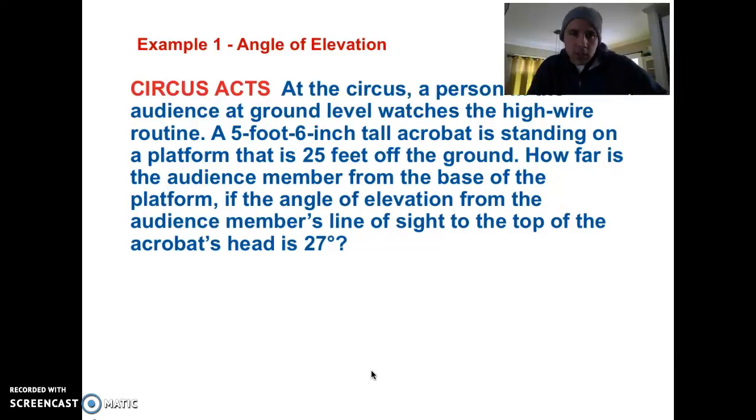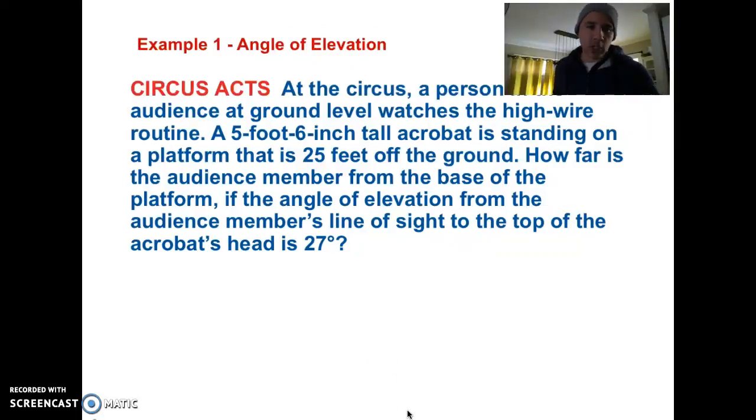What we're going to talk about today is a circus act. At the circus, a person in the audience at ground level watches a high wire routine. The acrobat is 5 foot 6 inches and is standing on a platform that's about 25 feet off the ground. How far is that audience member from the base of the platform if the angle of elevation from the audience member's line of sight to the top of the acrobat's head is 27 degrees?